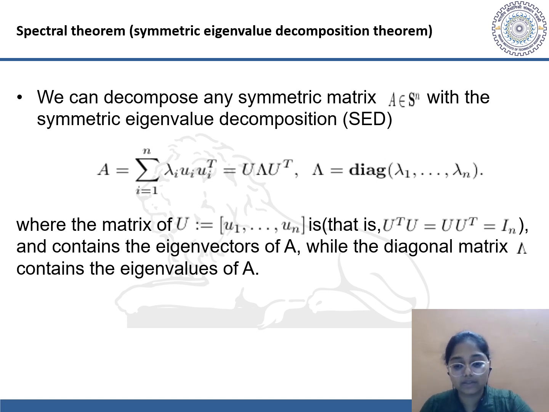The spectral theorem can be generalized to other matrices and operators such as normal, unitary, orthogonal, and Hermitian, as we talked about before. Just like I said, A is equal to U lambda U transpose, where lambda is a diagonal matrix, and U and U transpose are orthogonal matrices.